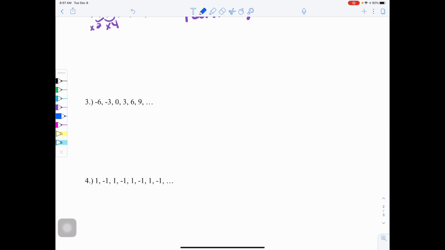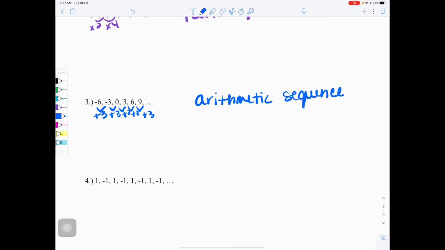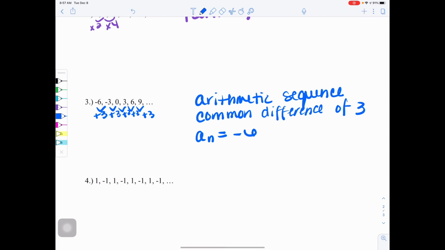In number 3, I have a plus 3 pattern, which makes this an arithmetic sequence. That means it has a common difference of 3. And my formula would be a sub n equals, the first term is -6. I do plus 1 times n minus 1, and then my common difference is a 3.